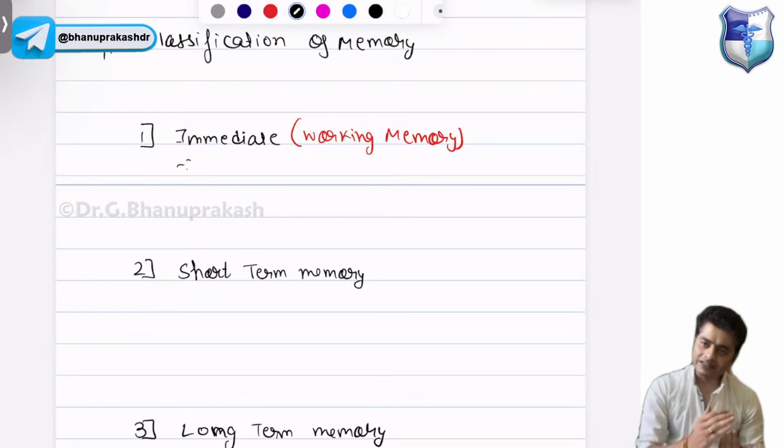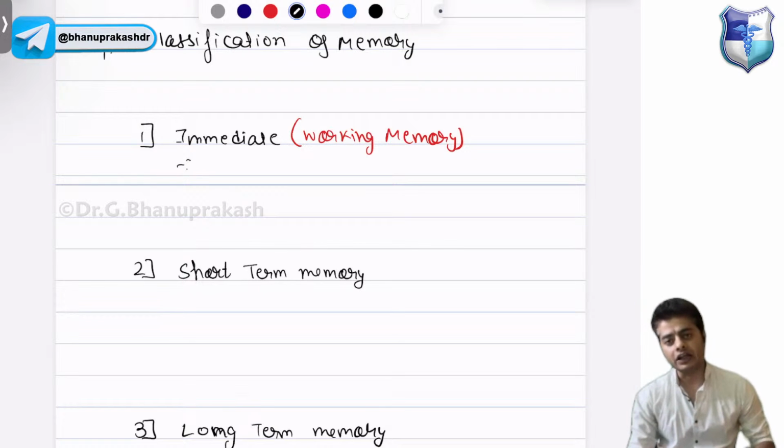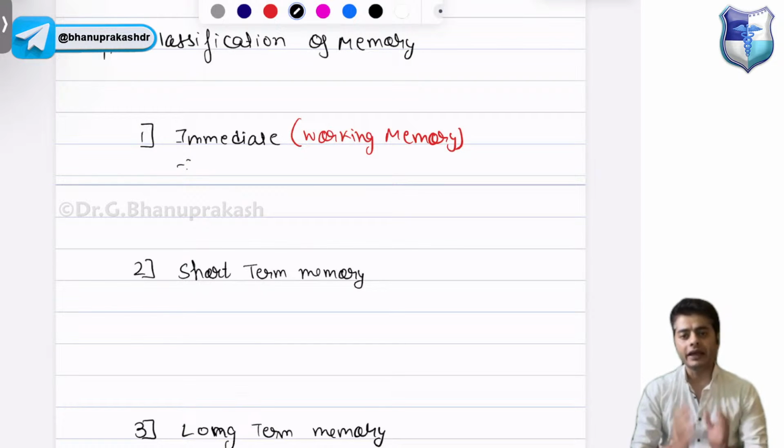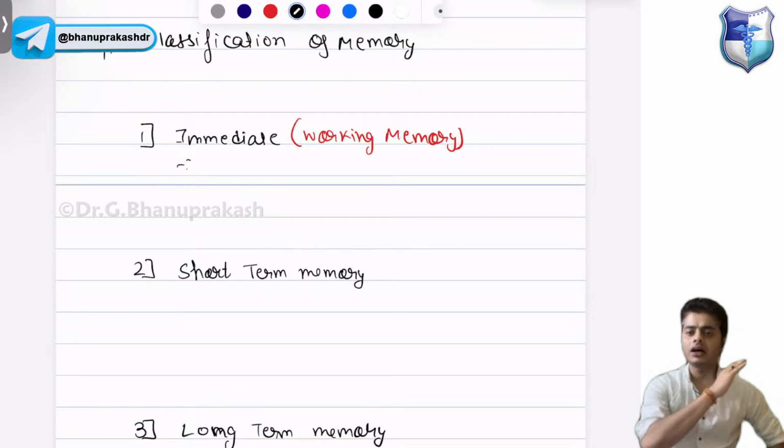So he said a number to me, I typed it on my mobile, I saved that contact, and after some time I forgot it. So this is a working or immediate memory. It stays for us for a particular second, a particular minute. It does its function, and then it is deleted from our system.